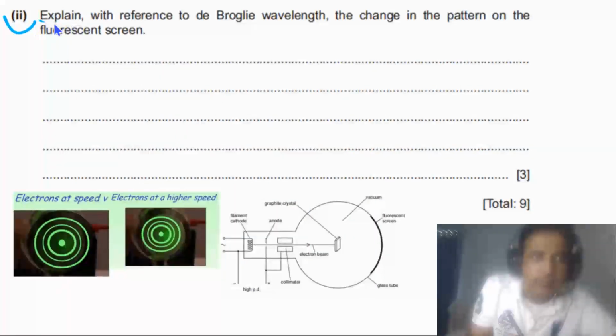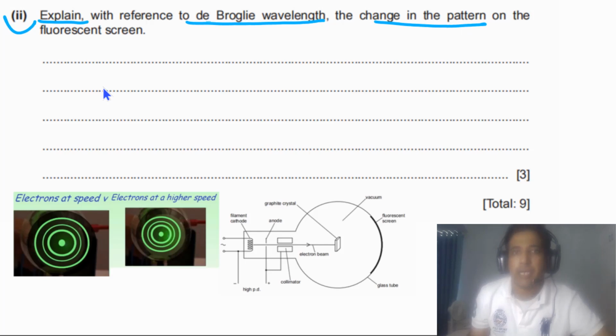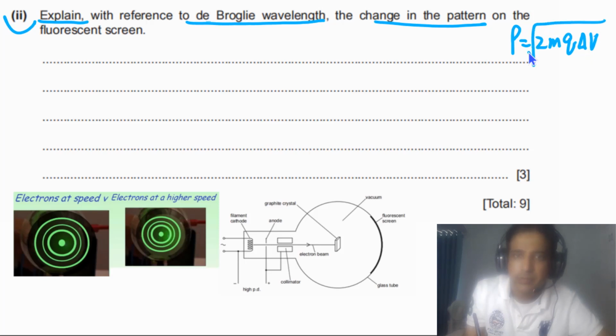For the second part, we need to explain with reference to the de Broglie wavelength the change in the pattern on the fluorescent screen. We have actually discussed this point in the last part. Let me recap some important points. We have discussed that momentum is equal to the root of 2m times q times delta V, where delta V is the potential difference. So if delta V increases, the momentum of the particle will also increase. Then lambda has to decrease because h is Planck's constant.